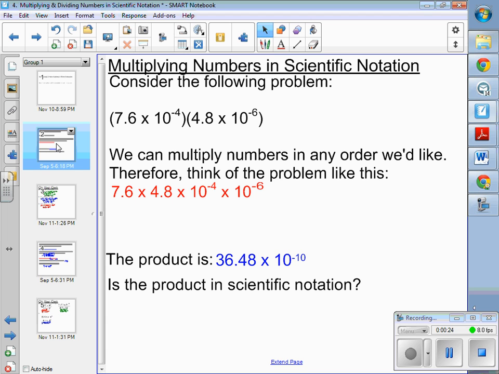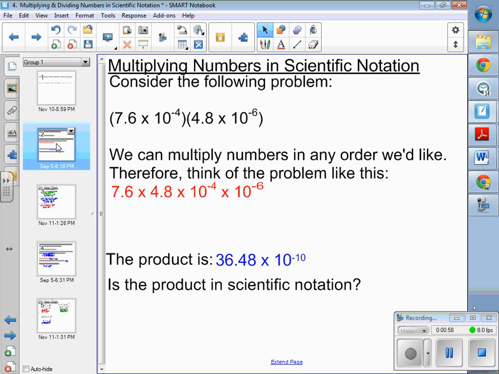the negative sixth power. We can multiply numbers in any order we like. So we think of this problem like this. 7 and 6/10 times 4 and 8/10 times 10 to the negative fourth power times 10 to the negative sixth power. When we multiply 7 and 6/10 times 4 and 8/10, we get 36 and 48 hundredths. And 10 to the negative fourth power times 10 to the negative sixth power, we get 10 to the negative 10th power, because negative 4 plus negative 6 is negative 10.